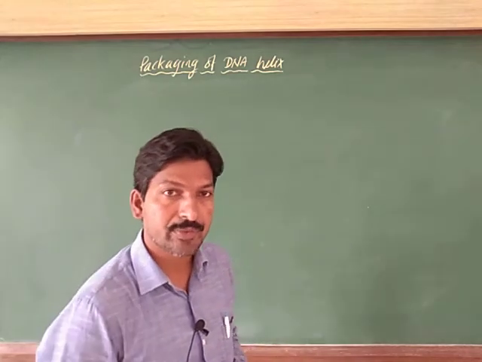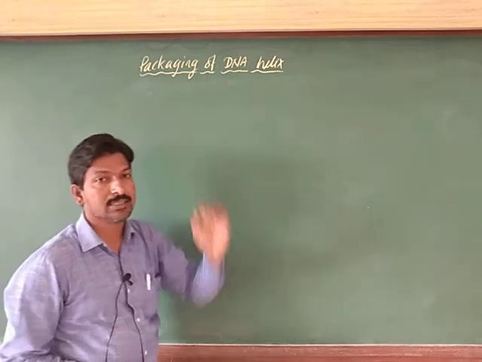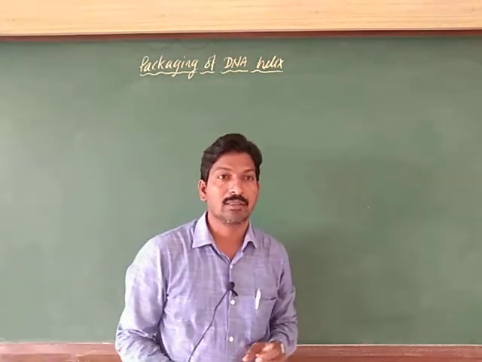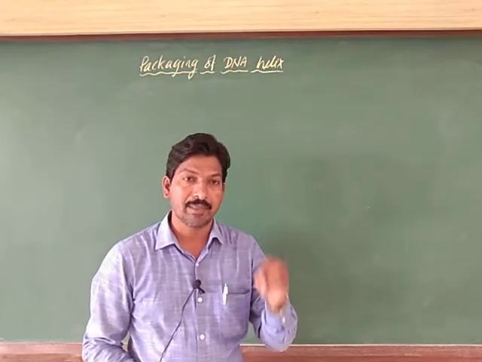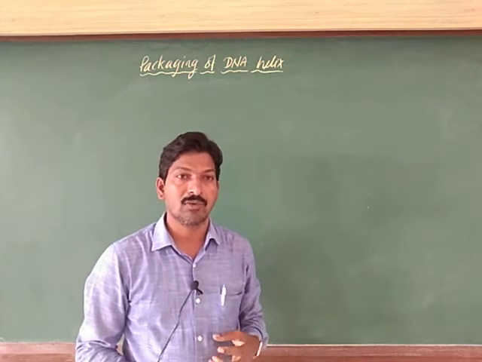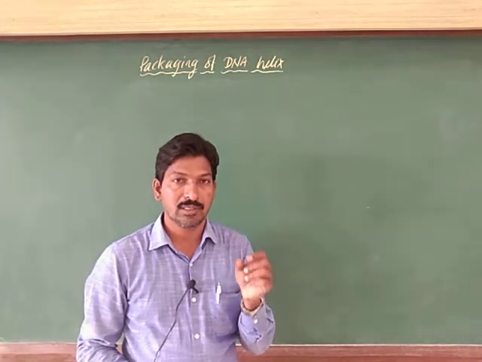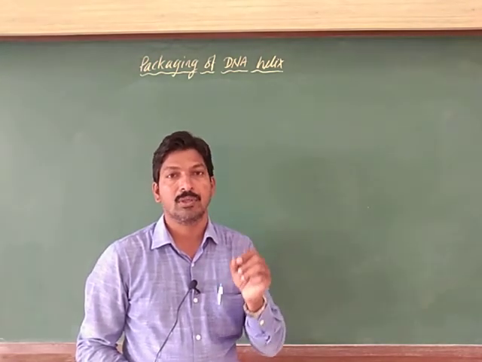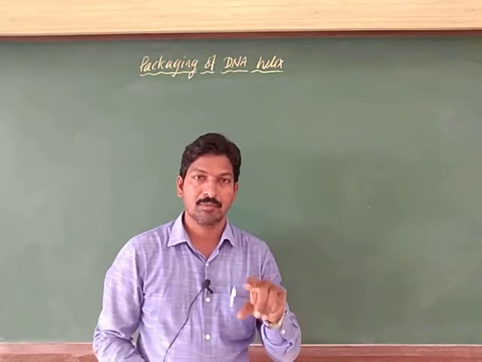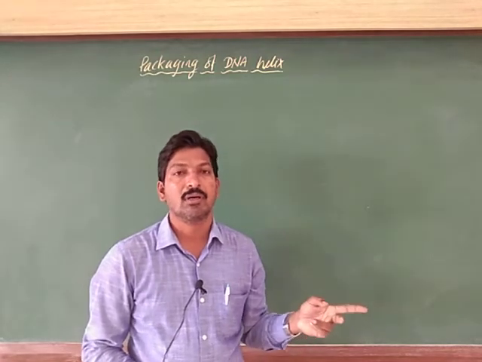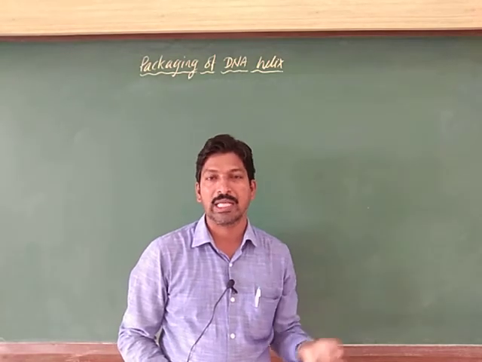Yes students, in the previous video we discussed the same title, that is packaging of DNA helix. In that, how can we calculate the total length of DNA in a typical cell? When we get the data of the number of nitrogen base pairs and the distance between two consecutive base pairs, understood, the distance between two base pairs is multiplied by the total number of base pairs. When you multiply these two, we get the total length of DNA.